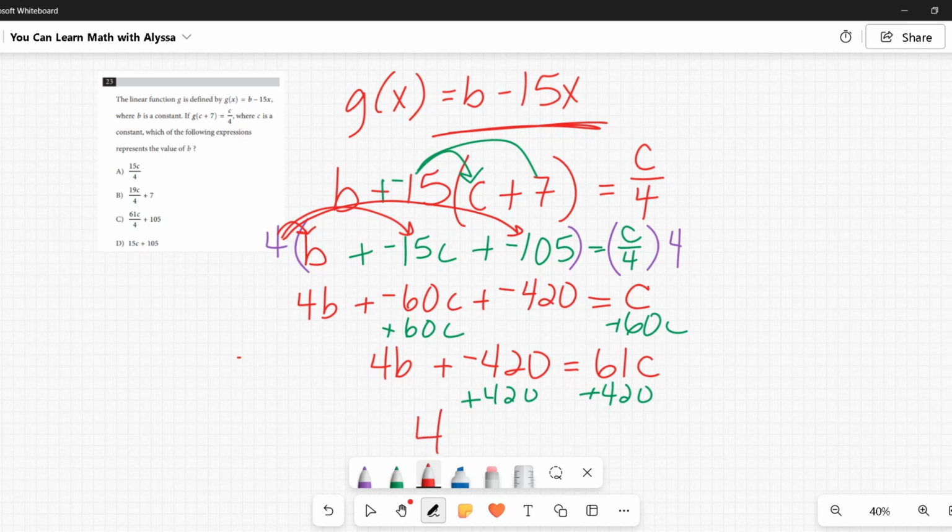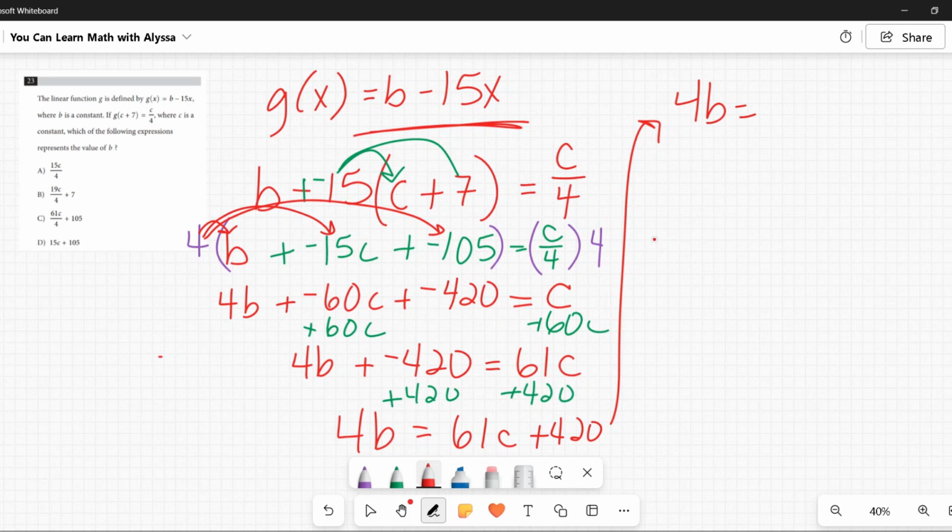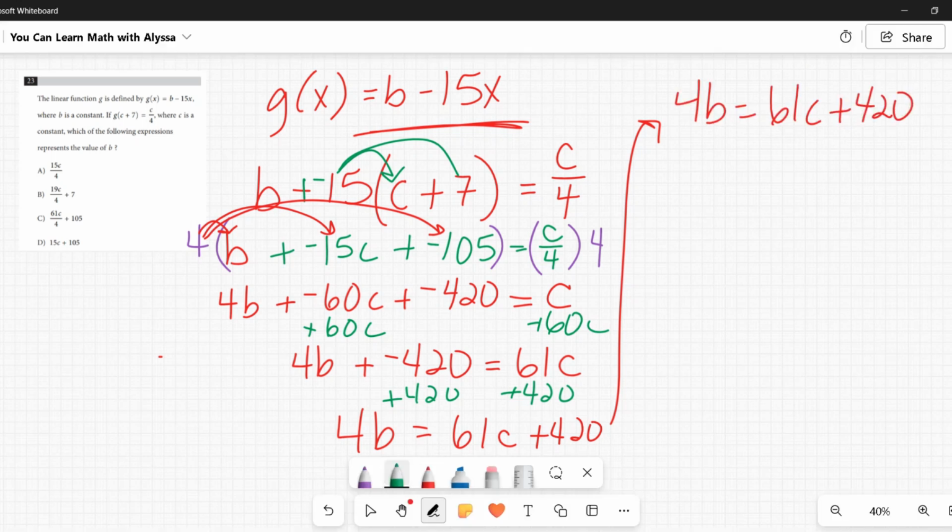So now I have 4b is equal to 61c plus 420. And I'm going to write this up here so I can keep it about the same size. 4b equals 61c plus 420. Okay. Then to get rid of that 4 in front of the b, it's 4 times b, I need to undo that. So I need to divide everything by 4. Now just a b is on the left.